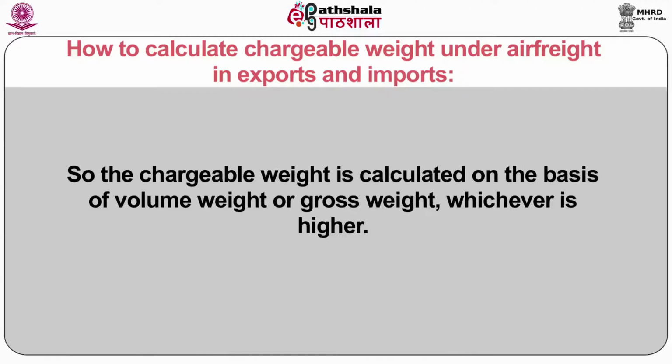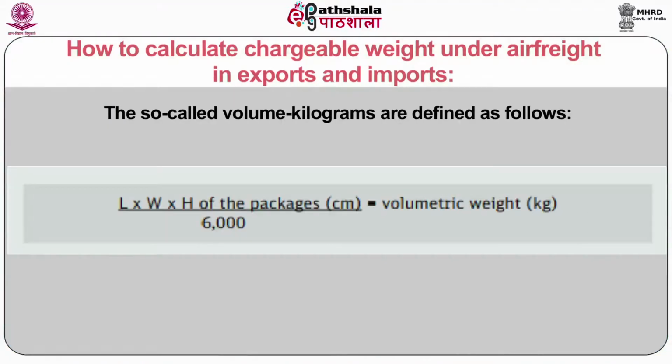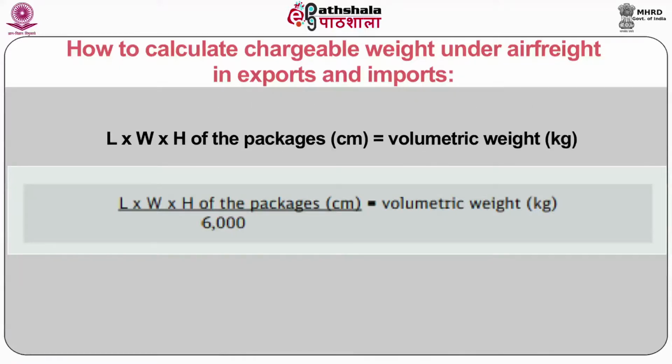So, the chargeable weight is calculated on the basis of volume weight or gross weight, whichever is higher. Then the result is rounded to half or full kilograms. In the case of several packages, the results are first added and then rounded. The so-called volume kilograms are defined as follows: length into width into height of the package divided by 6000 equals volumetric weight in kgs.